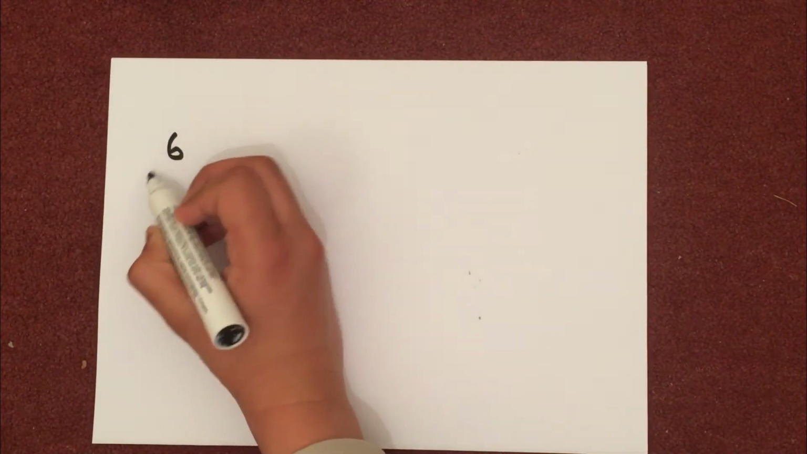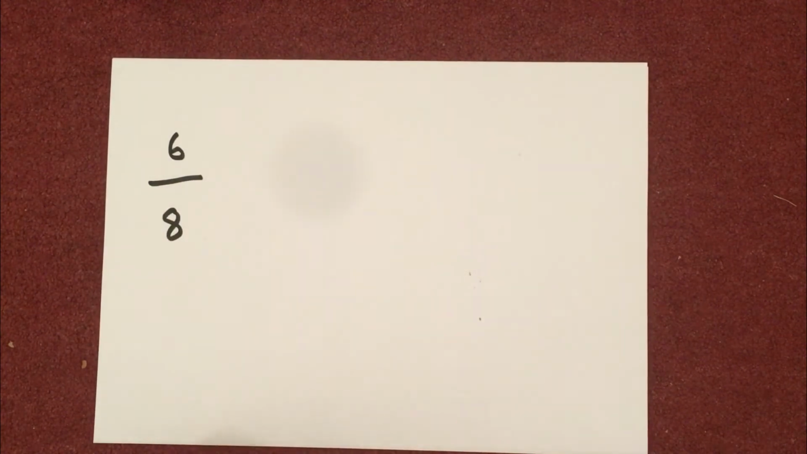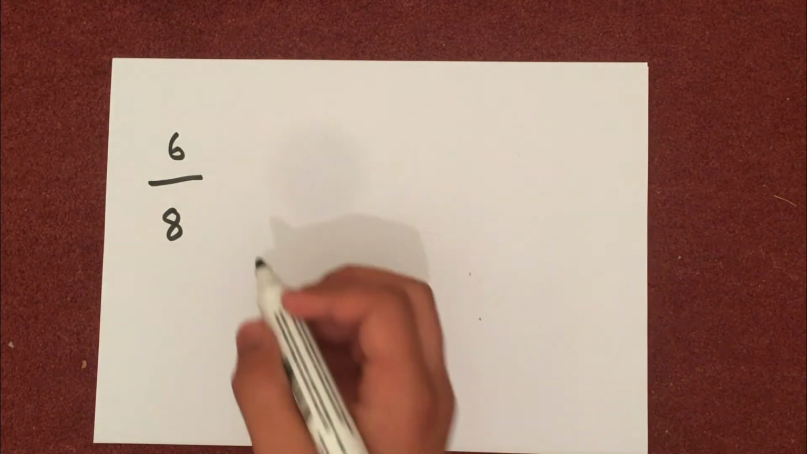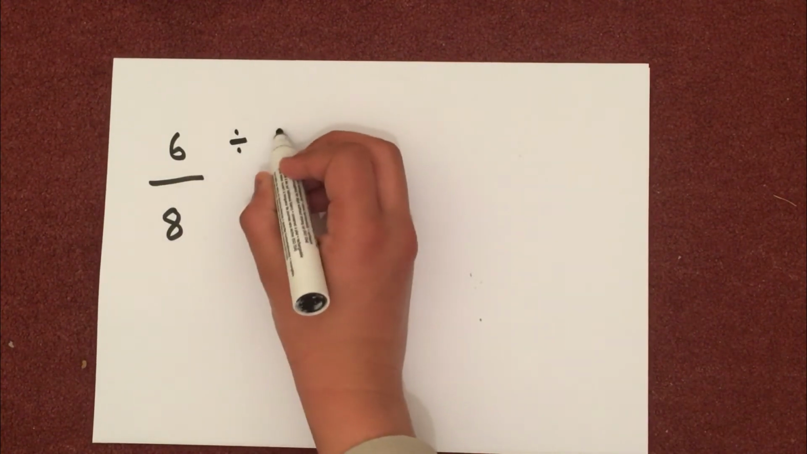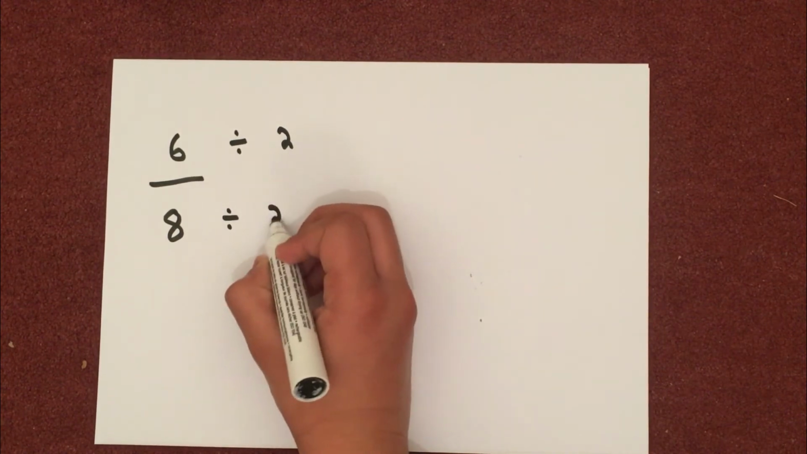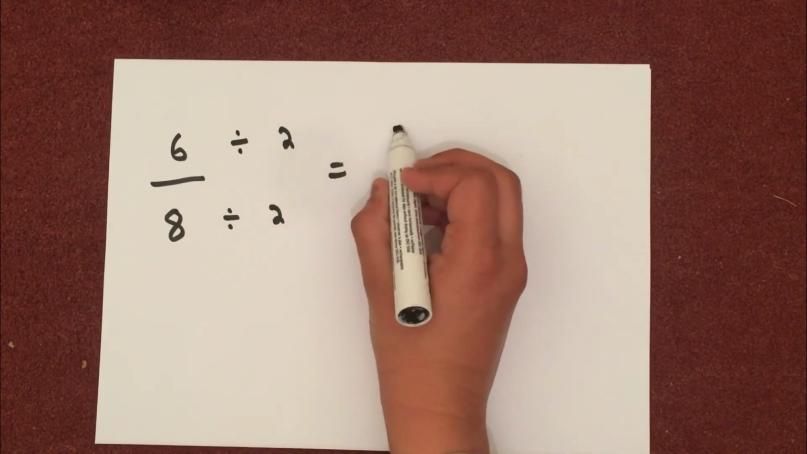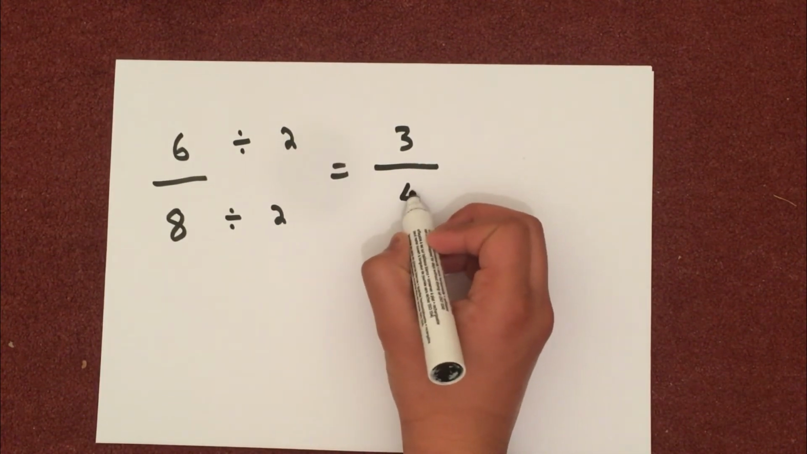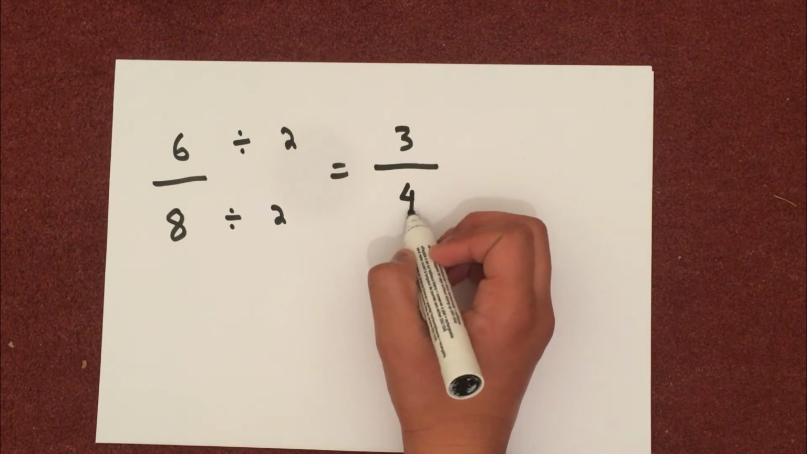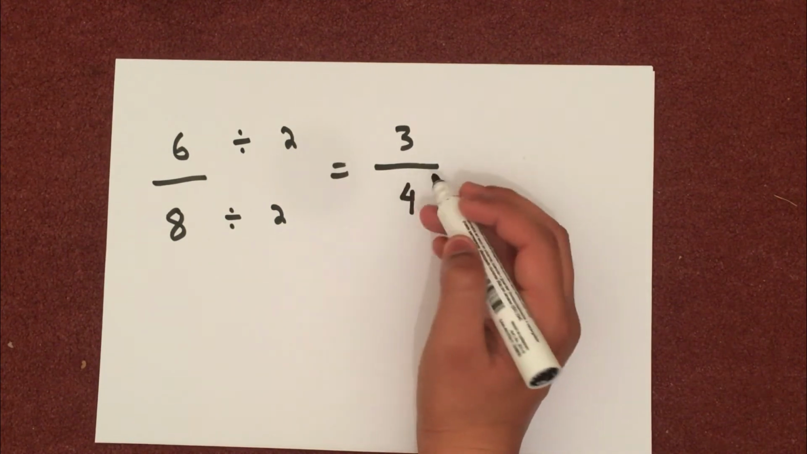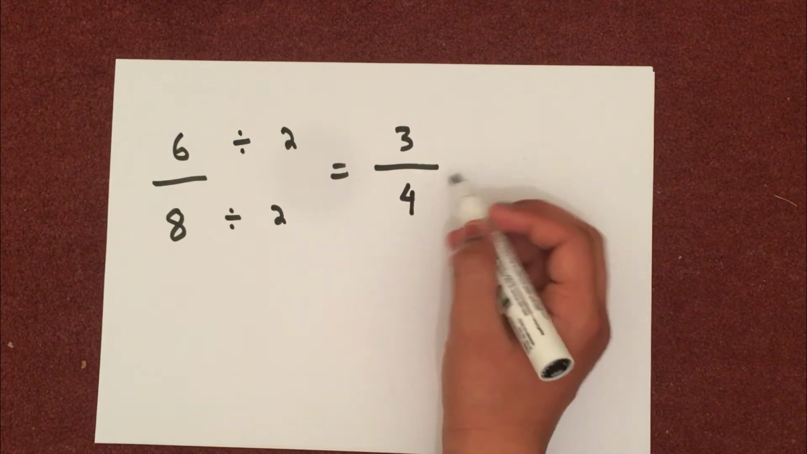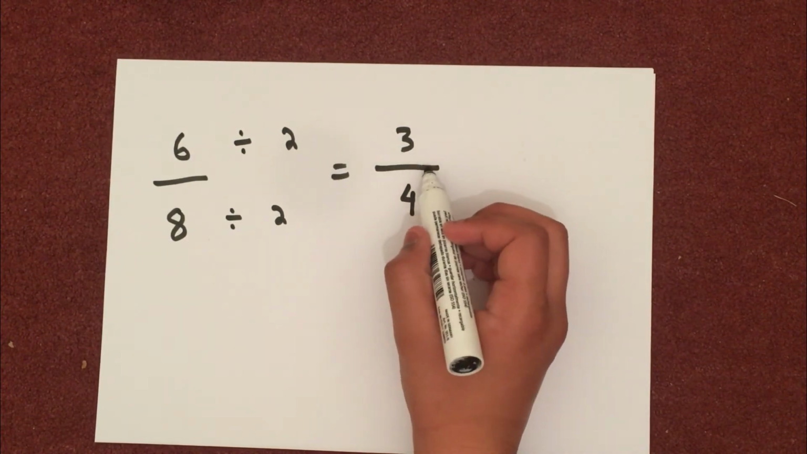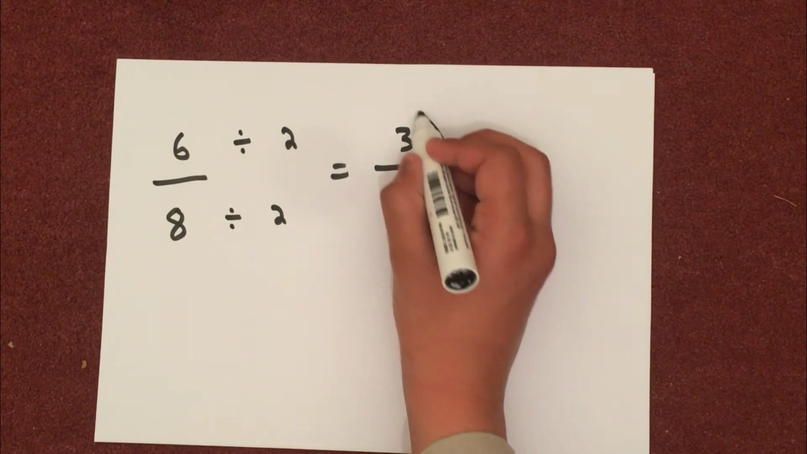Okay, so let's take another example. Let's take 6 over 8. Here we have to find the common factors between 6 and 8. We could again take 2. So 6 divided by 2 and 8 divided by 2. 6 divided by 2 would be 3 over 8 divided by 2 would be 4. And this we cannot simplify any further because the only common factor between 3 and 4 is 1, and if we divide 3 by 1 and 4 by 1 we get the same answer. So this is the simplified fraction for 6 over 8.